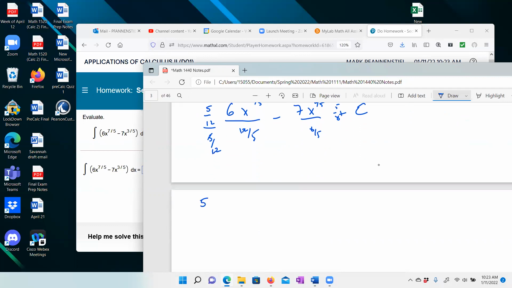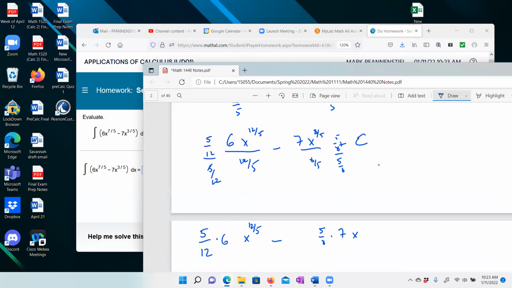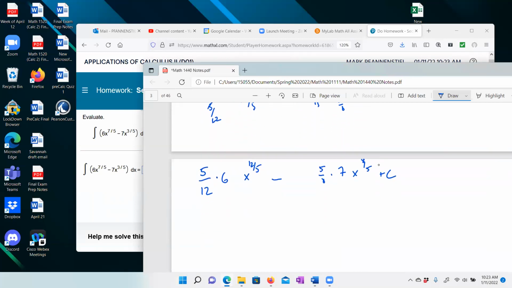So we have 5 times 5/12 times 6 x to the 12/5 minus, and then we have 5/8, right? 5/8 here, so they cancel, times 7x to the 8/5. See? And then we have to just clean this up. Okay, so 6/12, right? That's going to be 2.